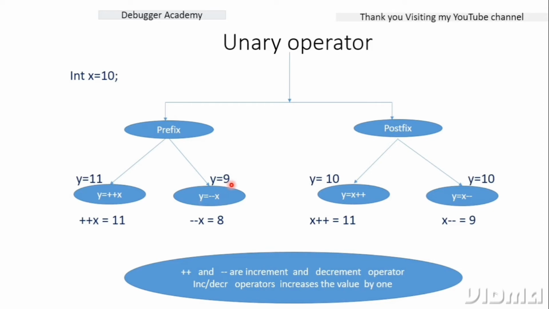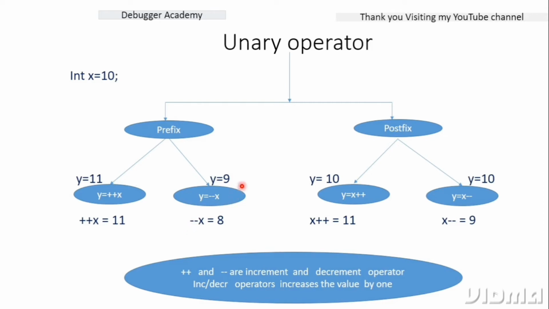But now there is a trick. If I just print the value of y, then 9 comes. But if I wish to print the value of minus minus x, without storing it into any variable, I'm just printing the value of minus minus x, it will come 8. Why? Because if you are using y equals minus minus x, the value of y becomes 9, and after that I am decrementing the value 9 by 1.